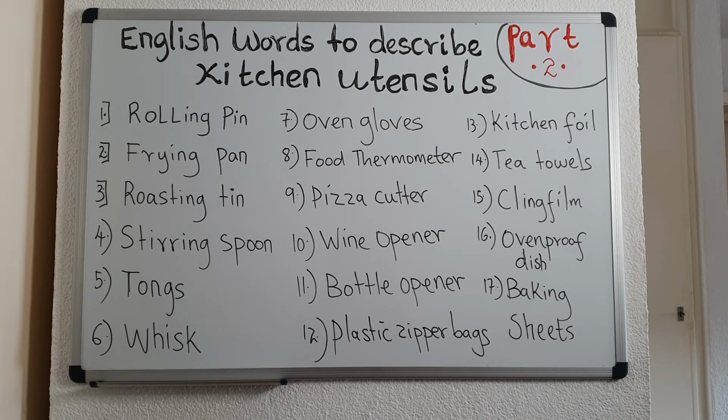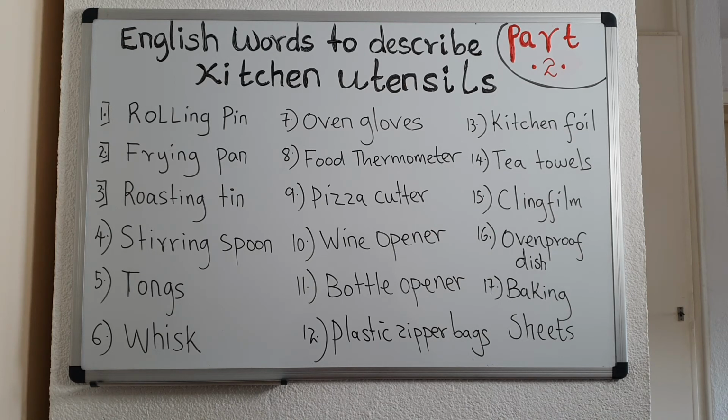Kitchen foil. Now, we use kitchen foil for so many different reasons. Let's say, for example, you want to roast potatoes. So, you get hold of your roasting tin and then you put kitchen foil, it's kind of silver looking. You spread it on the roasting tin.